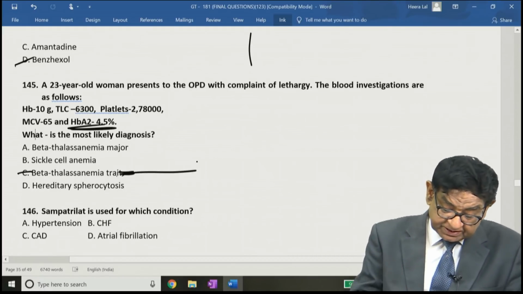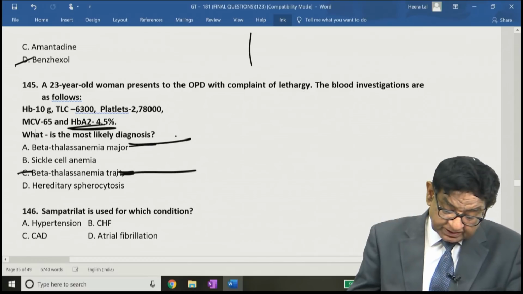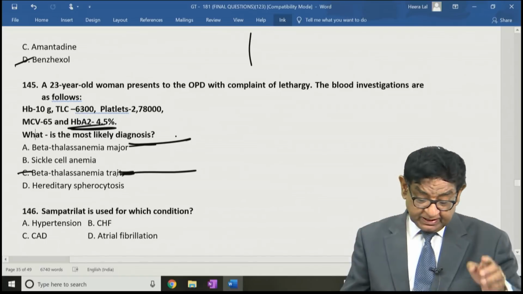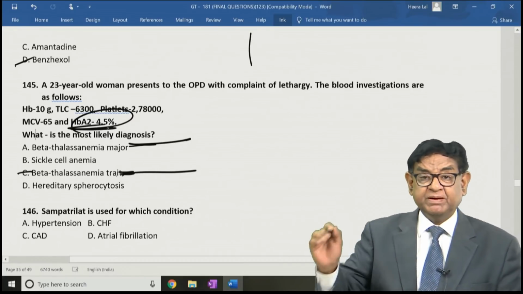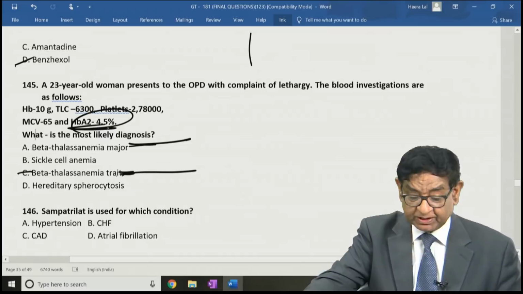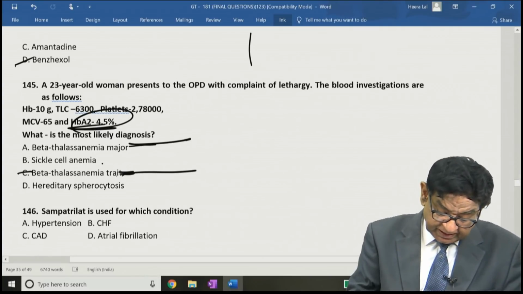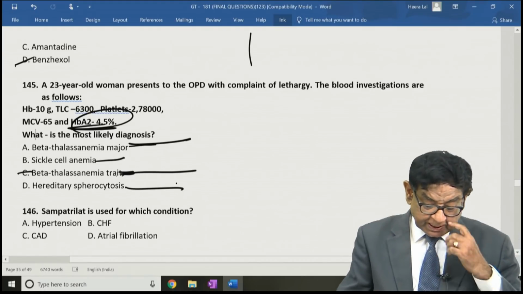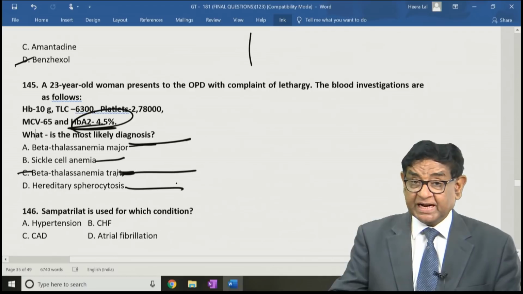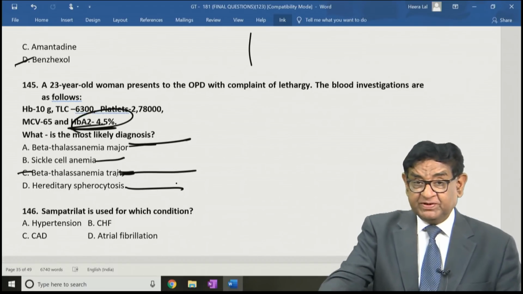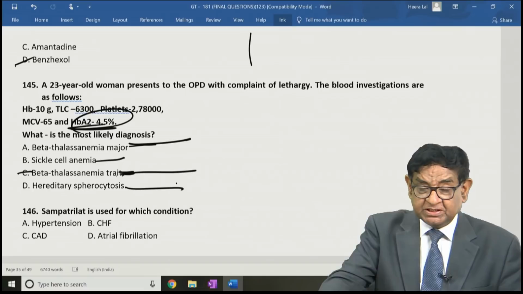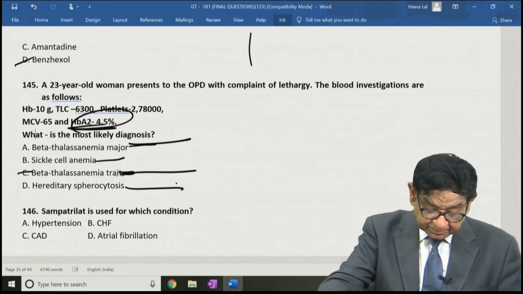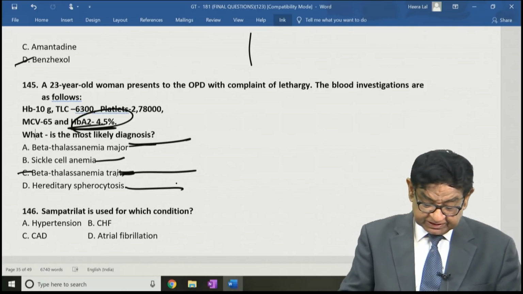Why can't this be the problem? In this case, Hb is much more reduced, and HbA2 is much higher, maybe 10, 15, 20. This is not the answer. Sickle cell anemia doesn't have this type of picture, and hereditary spherocytosis doesn't have this type of picture. They have different findings, which you can diagnose on peripheral smear. And peripheral smear is not mentioned, and there is no history suggestive of this. And MCV is not out of proportion reduced in sickle cell and hereditary spherocytosis.